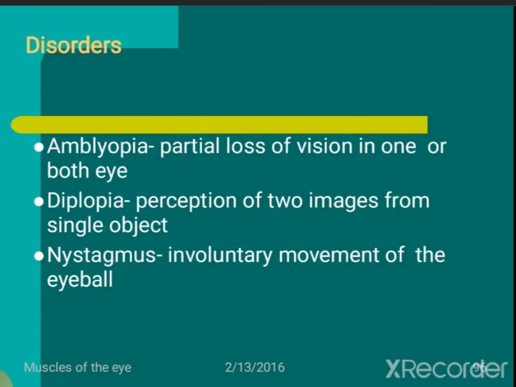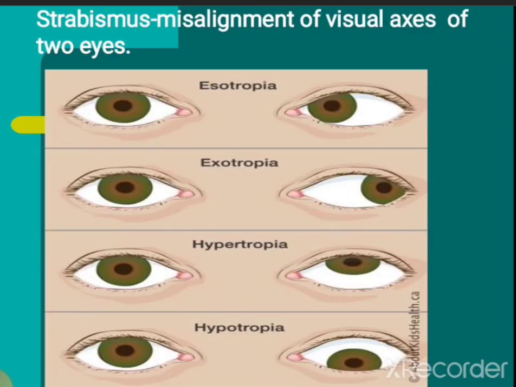Disorders include amblyopia, that is partial loss of vision in one or both eyes. Diplopia, that is perception of two images from a single object. Nystagmus means involuntary movement of the eyeball. So here we can see strabismus, that is misalignment of the visual axis of the two eyes. It can be medial or lateral strabismus because of paralysis of a particular muscle.